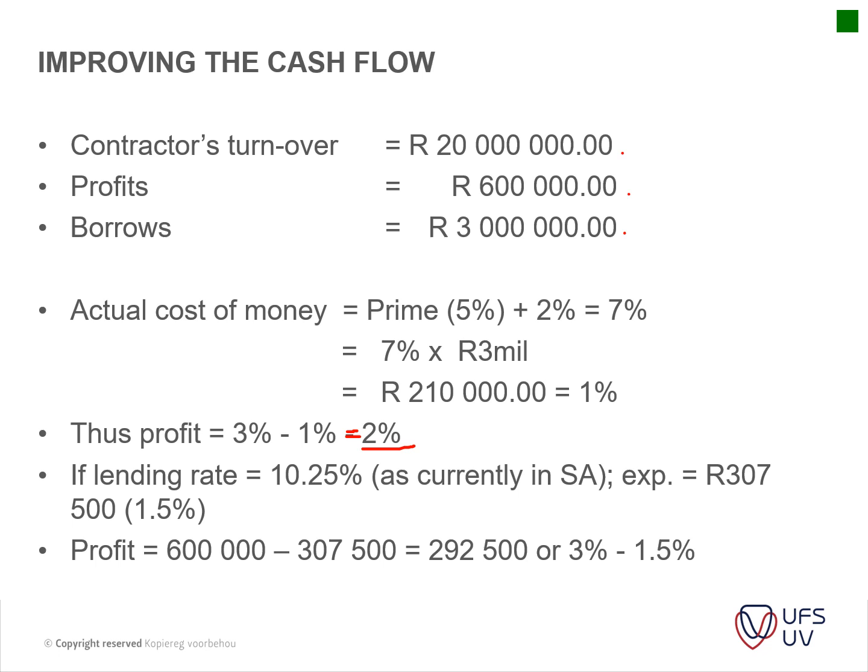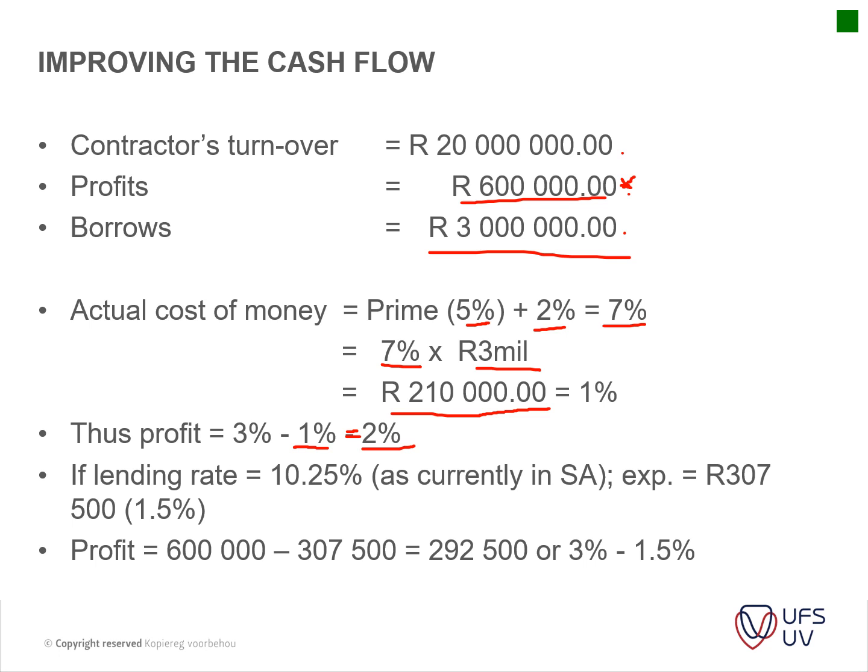Okay, so your estimated profits is 600,000. So you borrowed 3 million. Just a scenario, for instance, if it's a very good lending rate, you've got prime, which is 5% plus 2%, which gives you an interest of 7%. 7% on 3 million of the amount that you have to borrow is 210,000, which is actually subtracted from your 600,000. So you lose 1% of the 3% profit that you actually wanted to calculate.